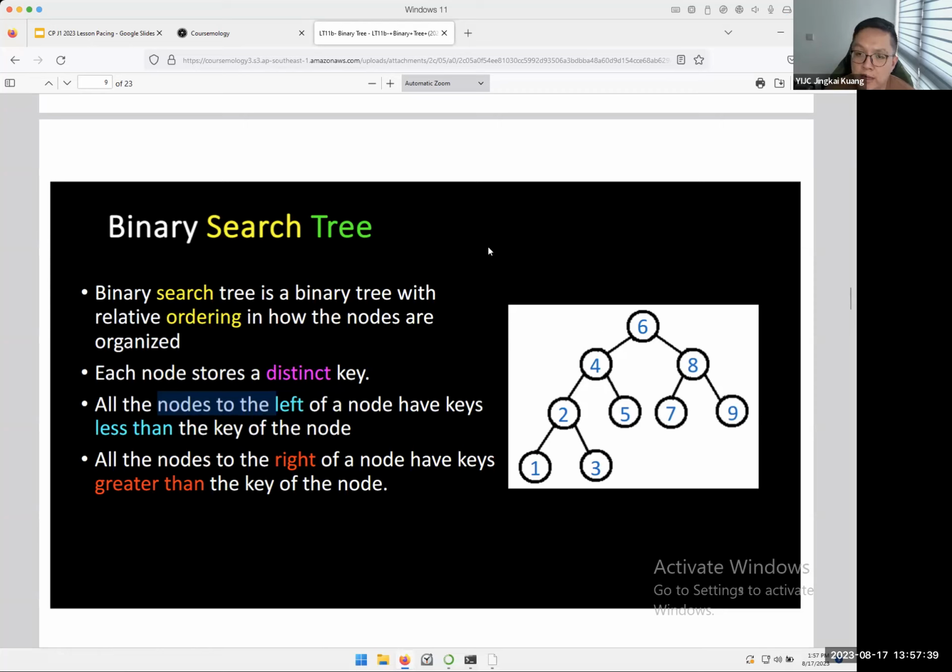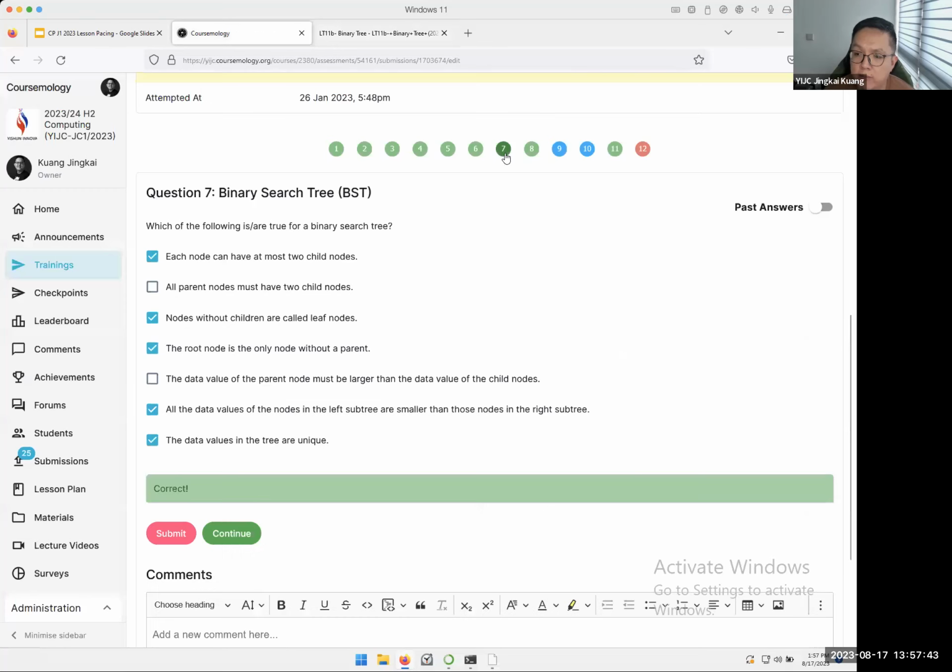Now we can look at question 7. All the options are the same, except for this one, the second last option: all the data values of the nodes in the left subtree are smaller than those nodes in the right subtree. Very, very important for this. It doesn't have to be bigger. This one actually I think is called a heap, if I remember correctly.